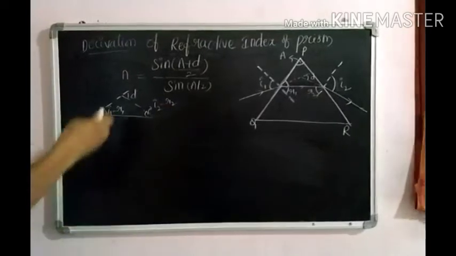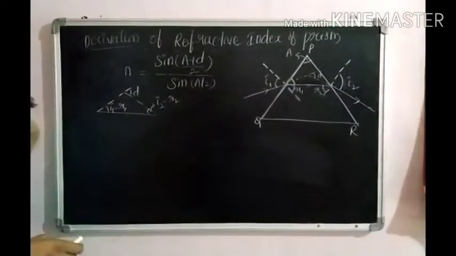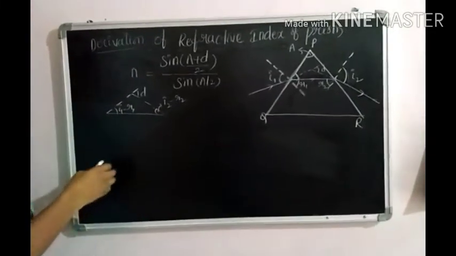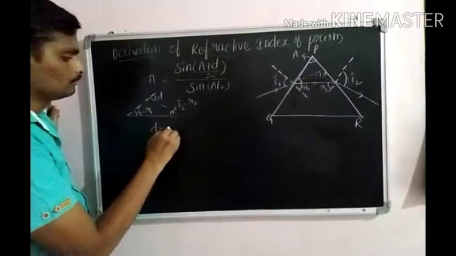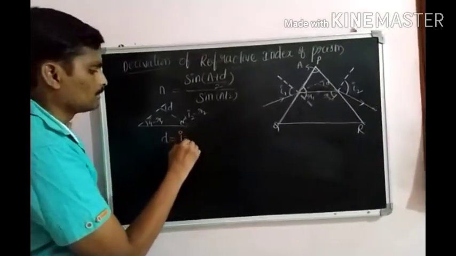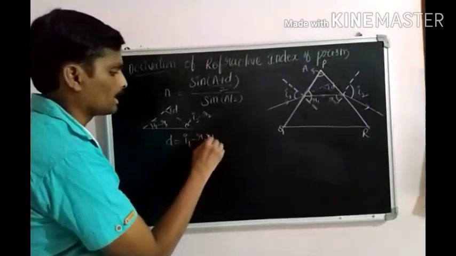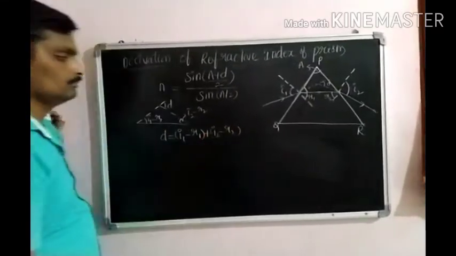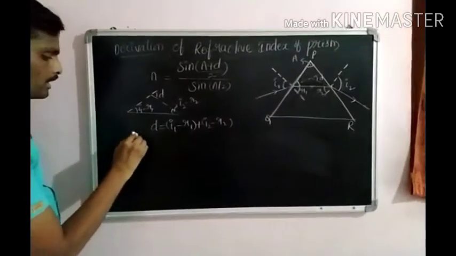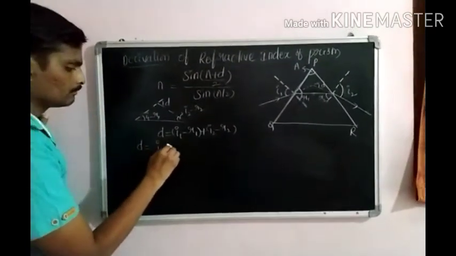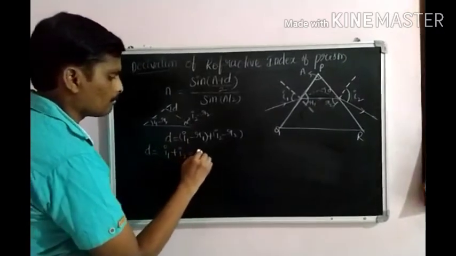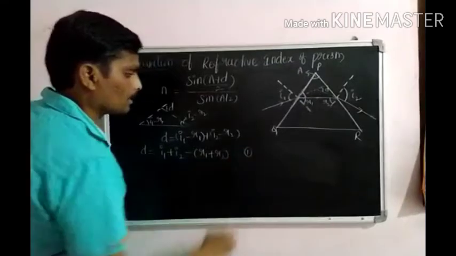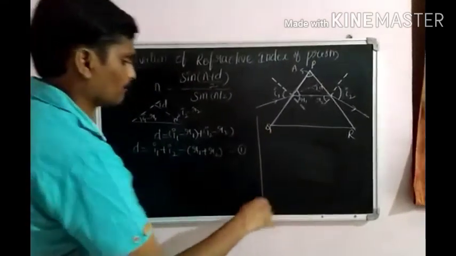In a triangle, we know that the exterior angle is equal to the sum of the opposite interior angles. So D equals I1 minus R1 plus I2 minus R2. Now I am going to write D equals I1 plus I2 minus (R1 plus R2). This is equation number 1.